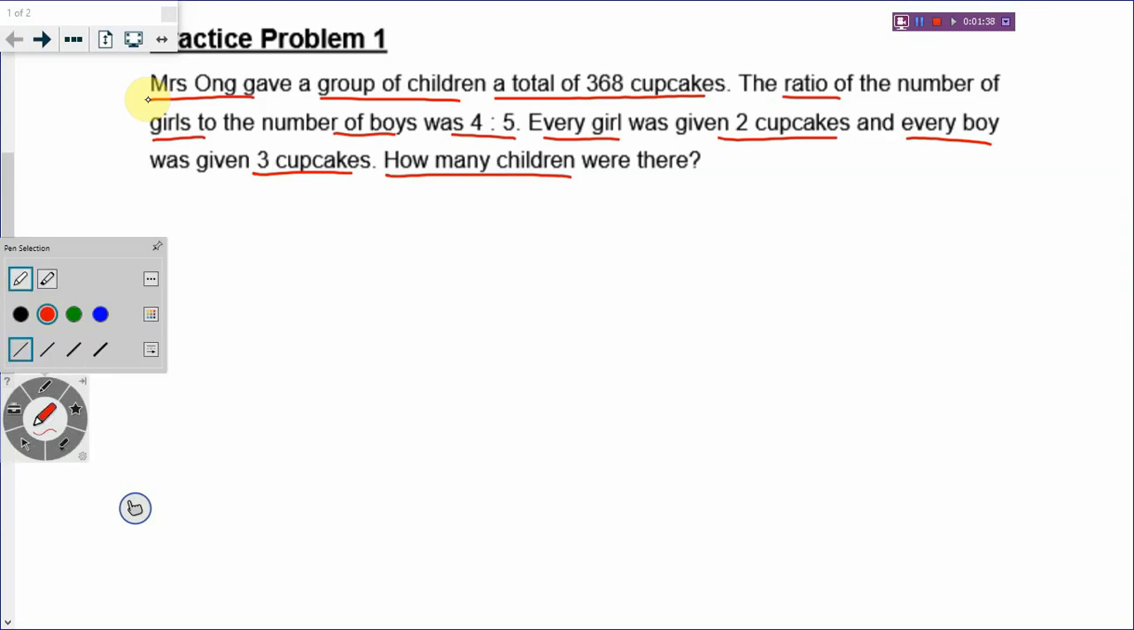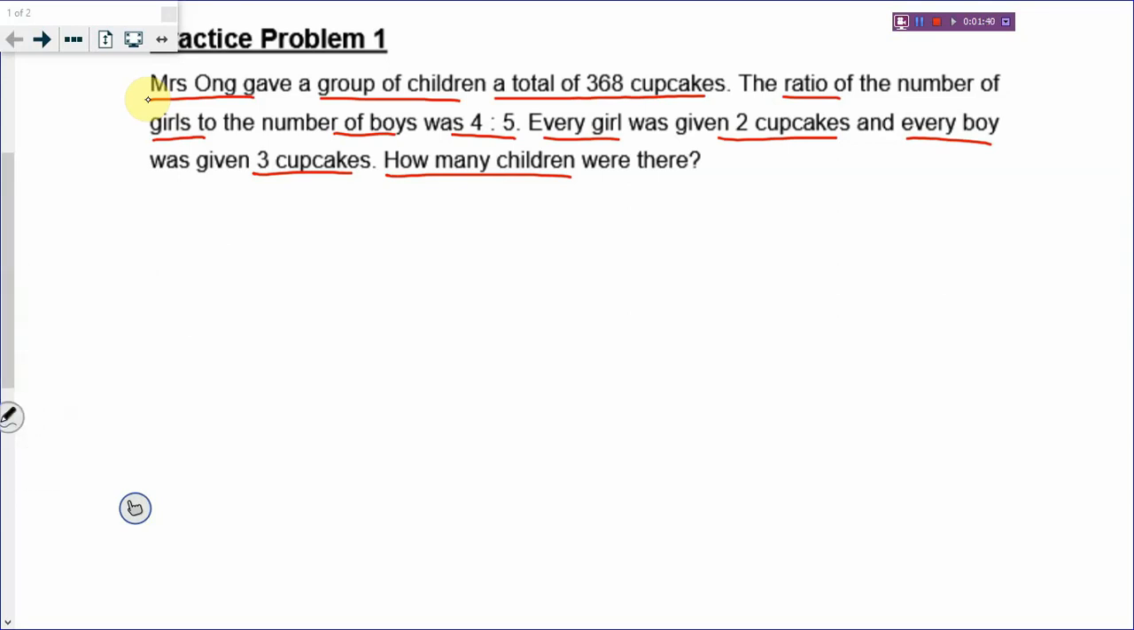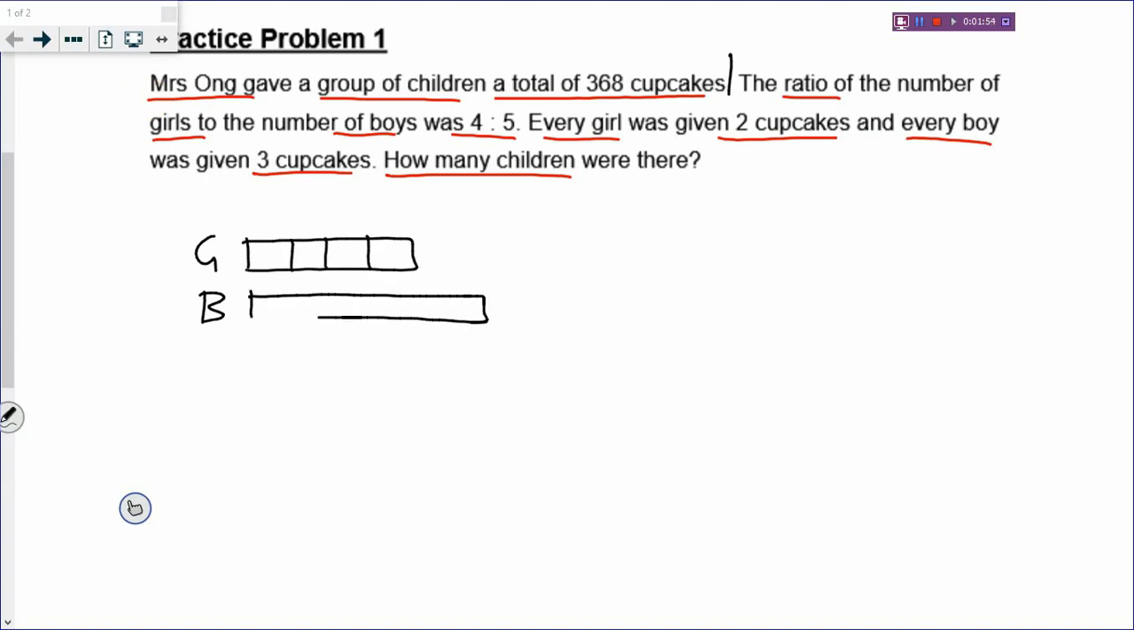Alright, so it's not that hard to draw this problem. The first sentence, if you don't know how to draw, then just jump. But when you see a ratio, definitely you can draw. So the girls to the boys is 4, cut into 4 boxes, and the boys will have 5 boxes. And this is one group. So you make one group out of the model. Later on for harder lessons, you can even cut the model into different groups, right? But right now, you make the model into one group.